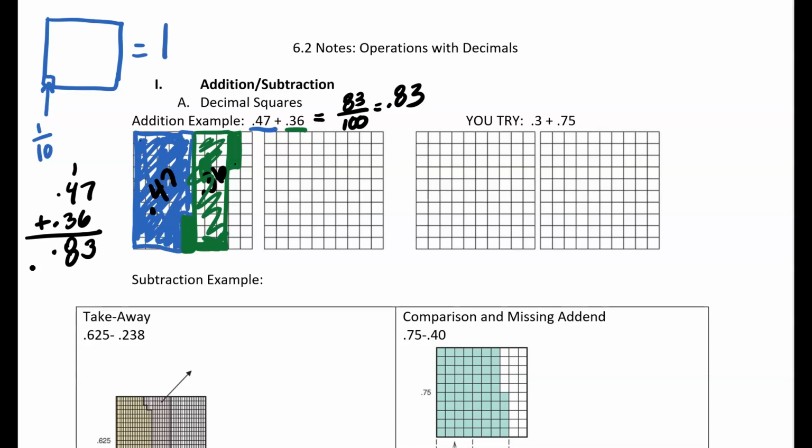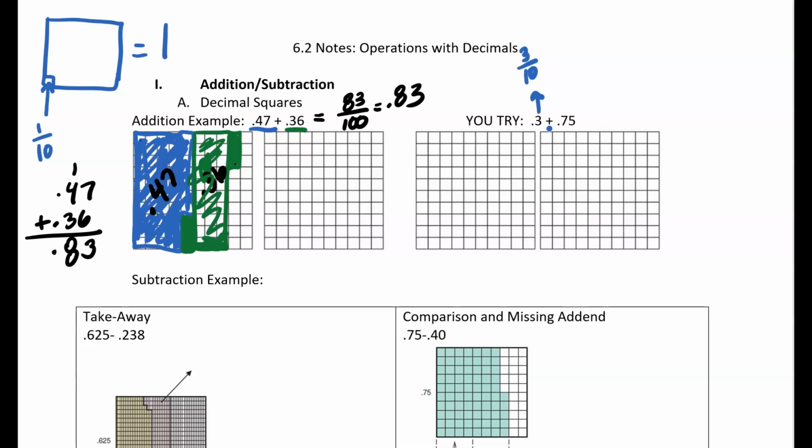So let's try this next one. This would be a great place to pause the video and try it on your own. So 0.3 is the same thing as 3/10, because remember we have our decimal place and it's tenths place, hundredths place, thousandths place, like that. Now I have a square here that has 100 pieces in it though. So how do I draw 3/10 if I have hundredths?